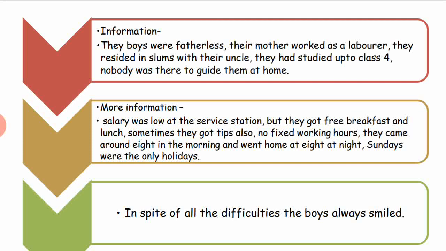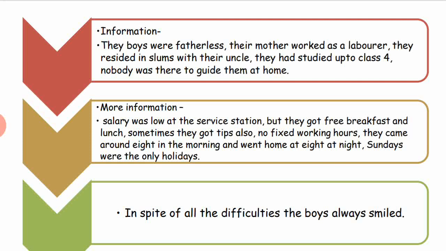So the boys were fatherless. Which boys? Ram and Gopal. Which age? 14 years age. And they used to work where? On the service station. So the boys were fatherless. Their mother worked as a laborer and they resided in slums with their uncle. They had studied up to class 4. Nobody was there to guide them at home. So their living condition was not any big house.